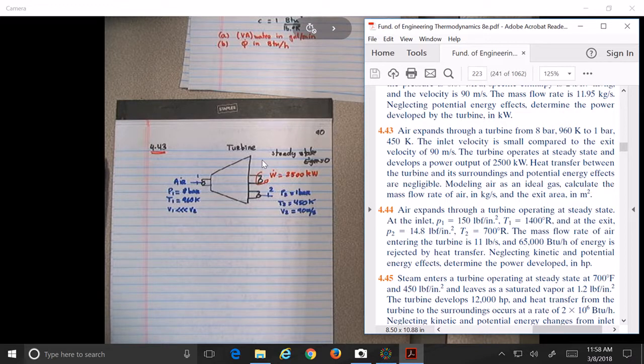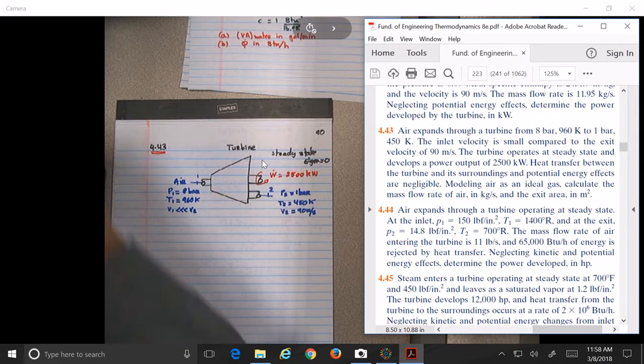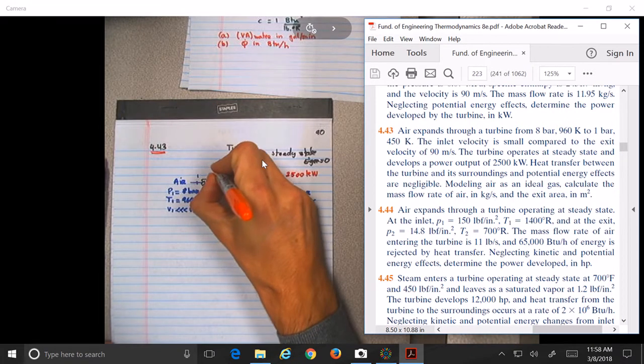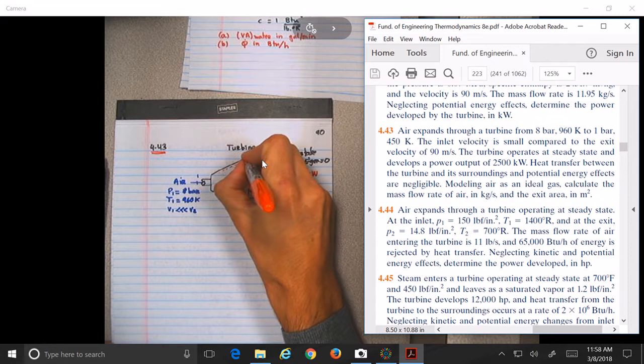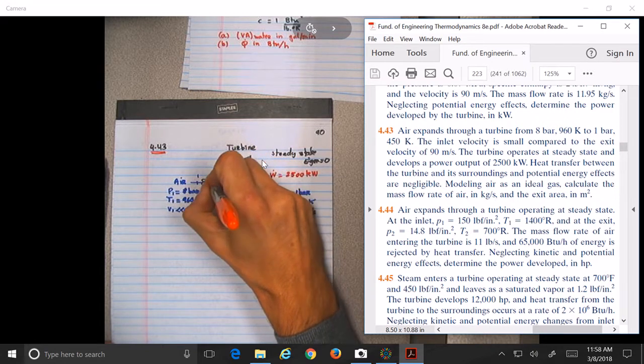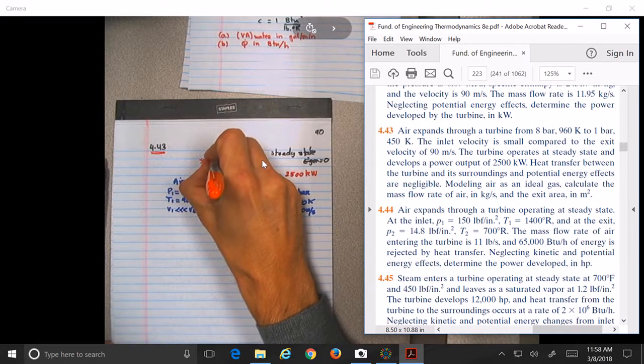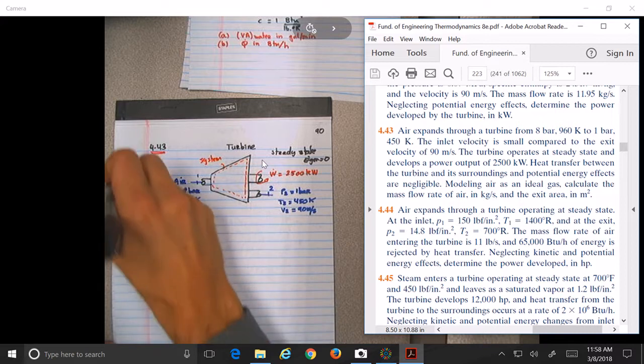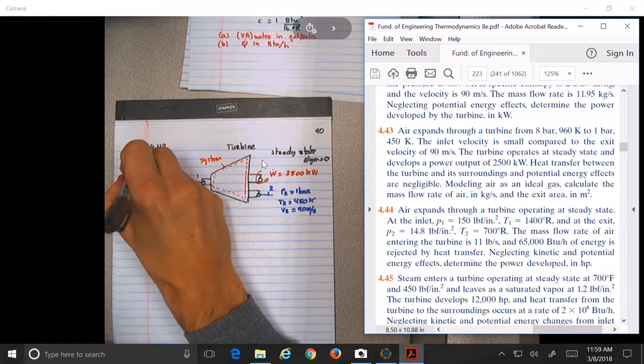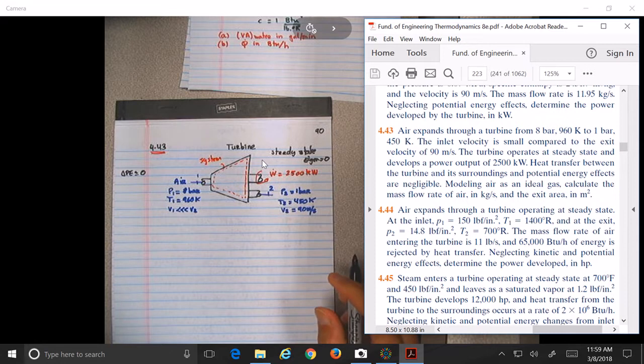Okay, so heat transfer between the turbine and its surrounding, and potential energy effects are negligible. So in this case, what I'm trying to say is that our system will be what? For this system over here, what is Q? 0, no? Okay? And this time, they're telling us to neglect what? The potential energy. But does that mean that the kinetic energy is 0? No. Okay?